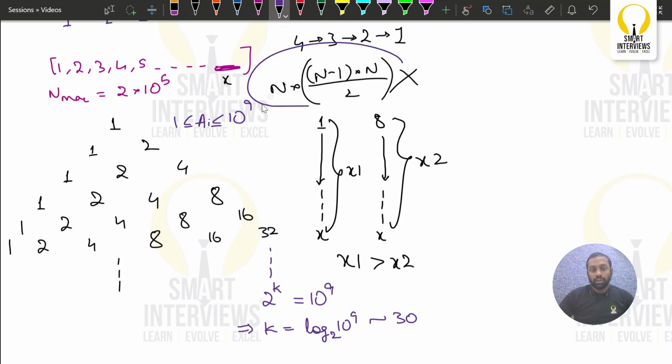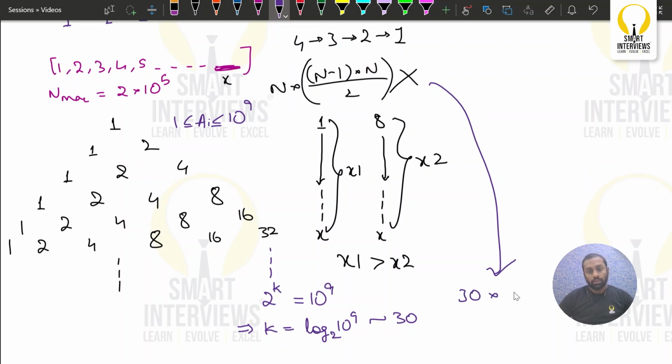So now if I try to put 30 in this formula, what will I get? 30 into 30 into 30 into 29. I'm approximating that to 30 by 2. So this is like 9 into 10 cube by 2, which is 4500, which is a very small number of iterations. And if there are more than 30 elements, what can we do? We can simply skip that off.